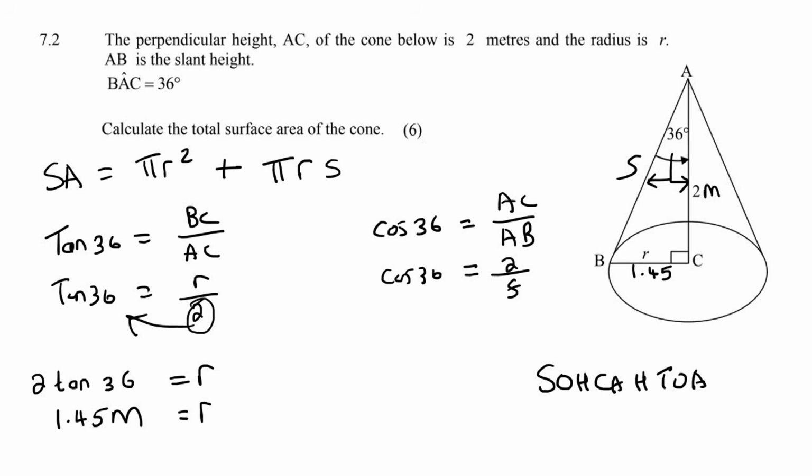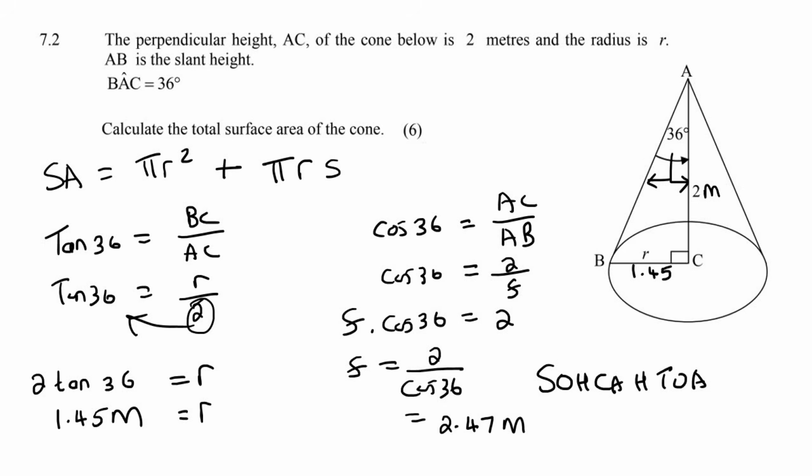Now some learners struggle with this, like how do we get this by itself? It's a two-step process. You're first going to take this over to the left, like we did here. So it becomes S cos 36 equals 2, and then you just divide by cos 36. So you end up with 2 over cos 36, and that'll give us 2.47 meters. Let's go fill that in, 2.47 and 1.45. If you use the Pythagoras method, you might have gotten a slightly different answer.